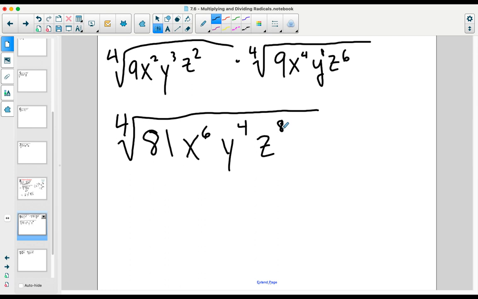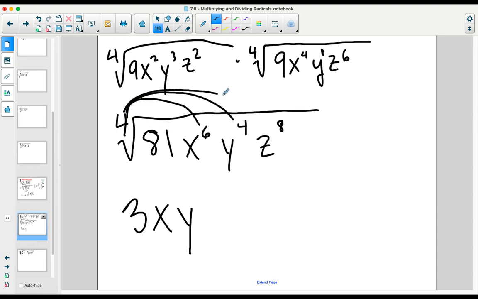Again, 81, we could write out all of the prime factorization of 81. Or we could say, is there a perfect cube, or excuse me, in this case, a 4th power that goes into 81? And in fact, 81 is a 4th power. It is the 4th power of 3. So we're going to start by taking that 4th root of 81. Then we'll move on to the 4th root of x to the 6th, which leaves me with an x on the outside. Then we're going to do the 4th root of y to the 4th, which leaves me with a y on the outside. And the 4th root of z to the 8th, which is z to the 2nd. And still on the inside are those last couple of leftover x's.